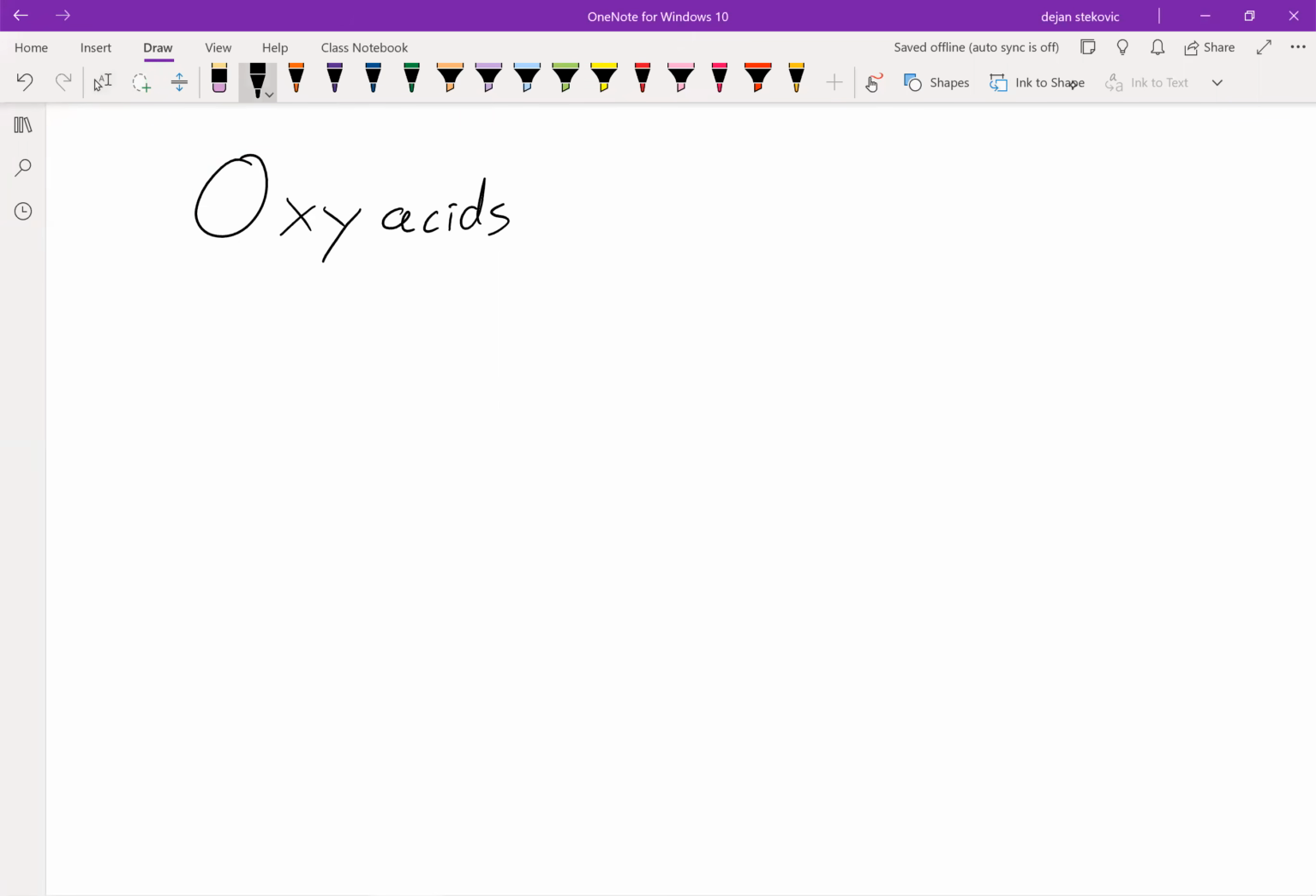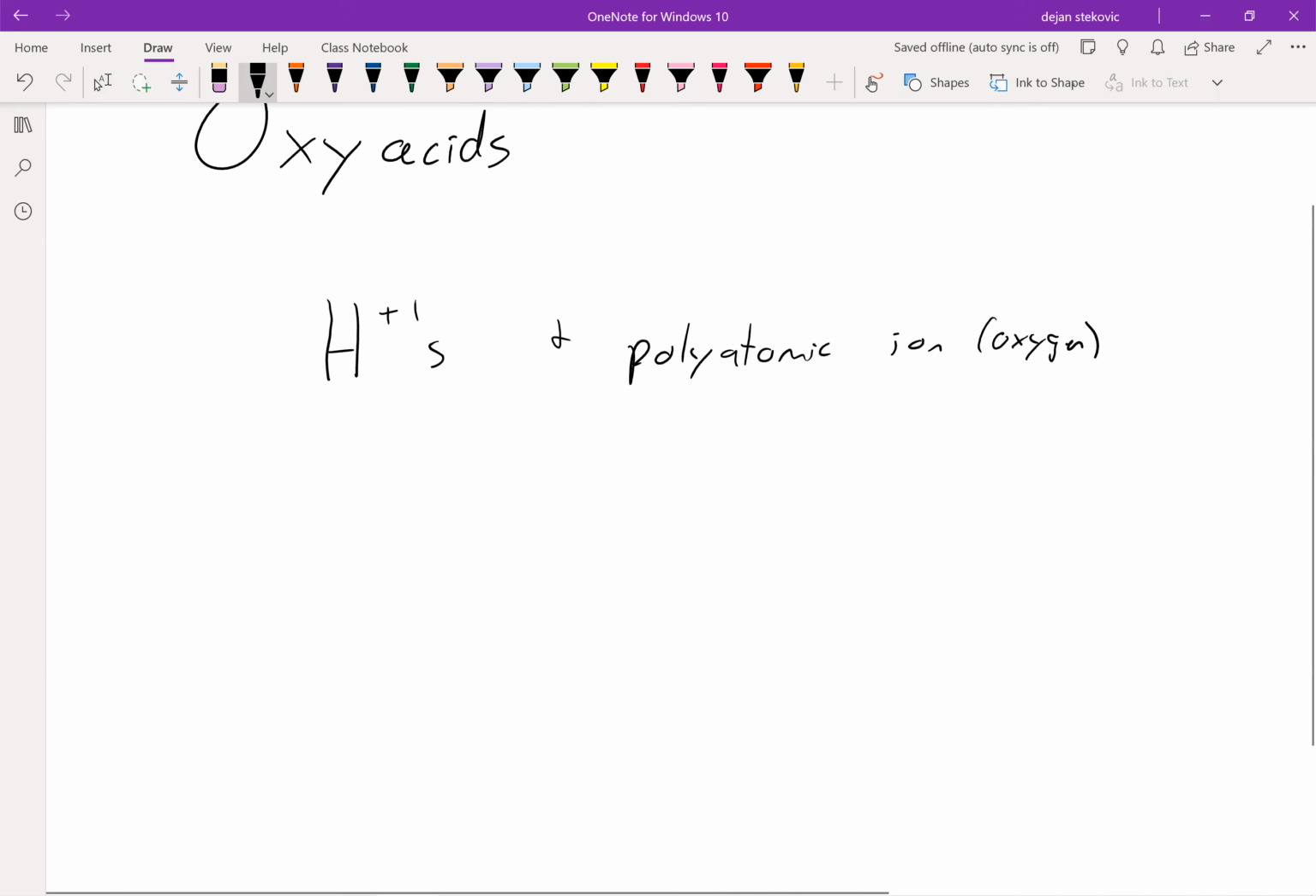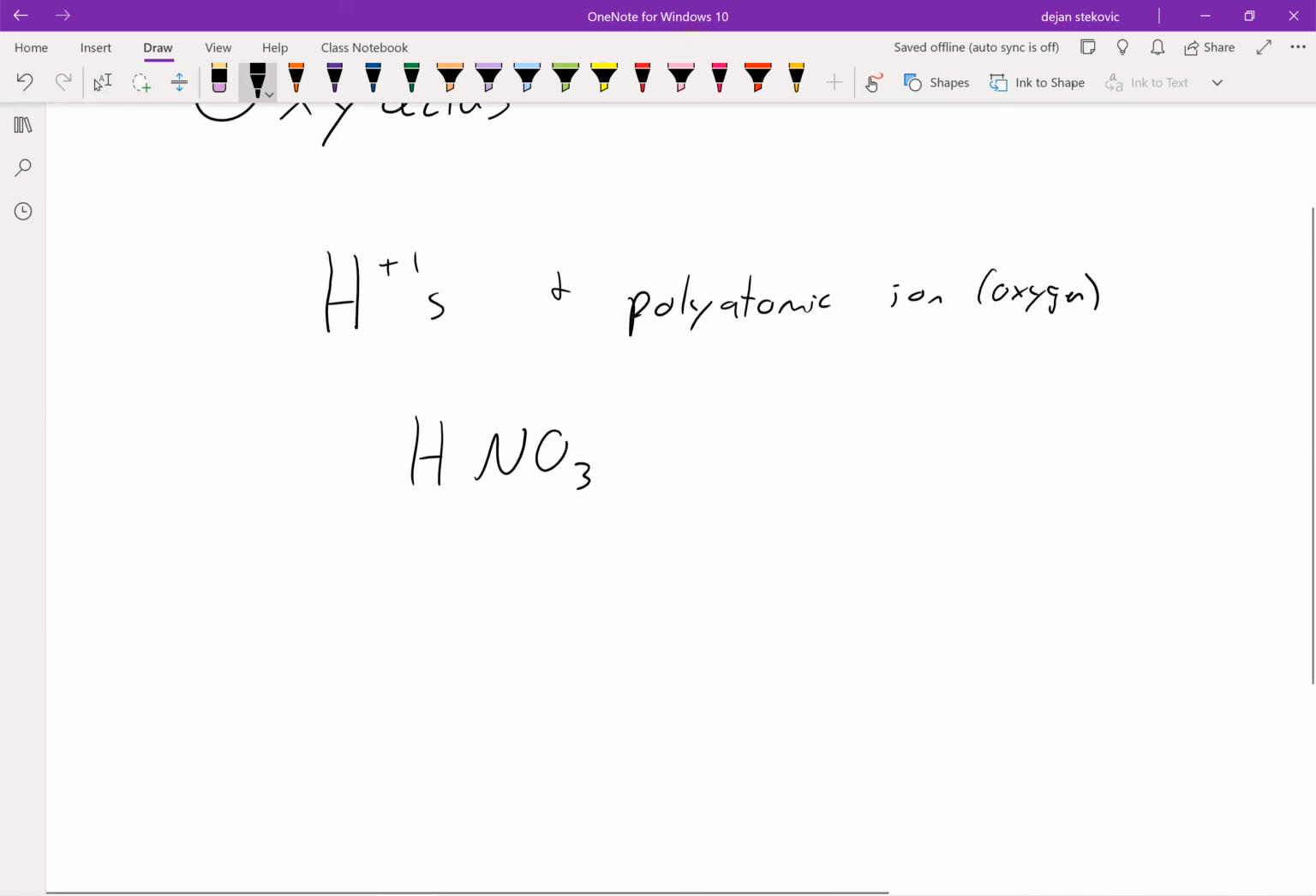All right, so our next type of acids are known as oxyacids. So we're going to have some kind of hydrogens, or really H pluses, and then we're going to have some kind of polyatomic ion that, of course, contains oxygen because it's called an oxyacid. So an example of this would be HNO3. That's an example of an oxyacid.